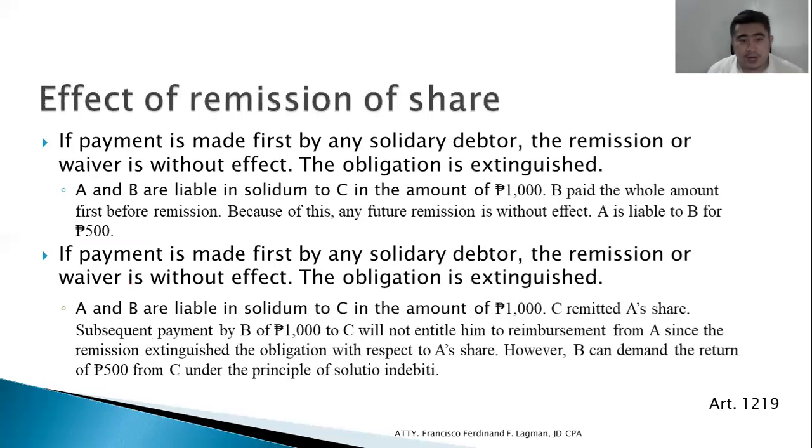So effect of a remission of share. If a payment is made first by any solidary debtor, the remission or waiver is without effect. Kasi nauna magbayad. The obligation is extinguished. A and B are liable in solidum to C in the amount of 1,000 pesos. B paid the whole amount first before remission. Because of this, any future remission is without effect. A is liable to B for 500 pesos. Kasi nauna before the remission. If payment is made first by any solidary debtor, the remission or waiver is without effect. The obligation is extinguished.